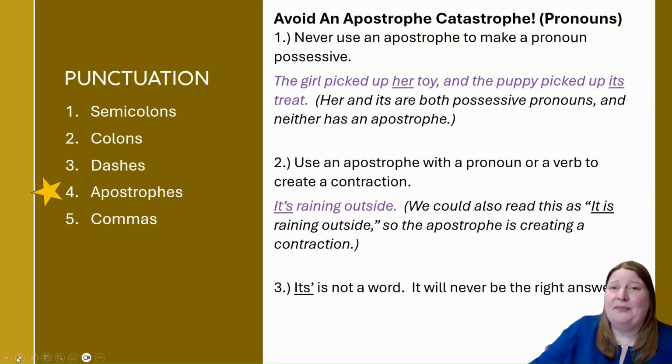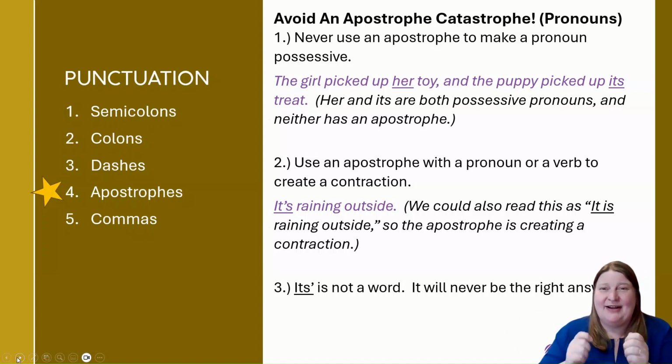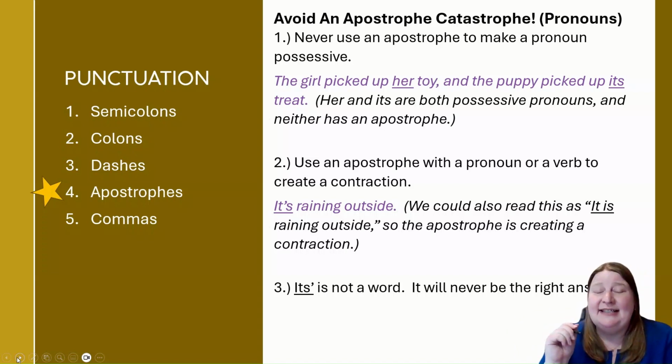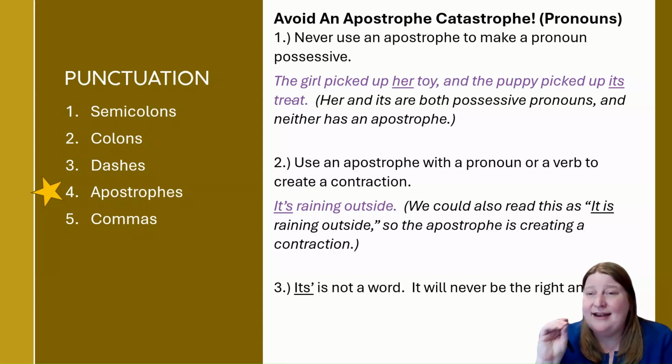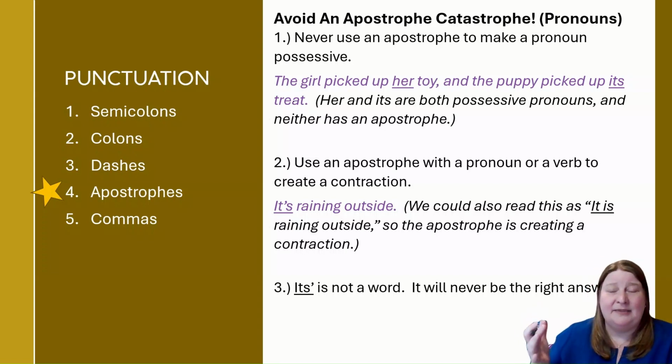All right, now let's talk about the pronouns he, she, it, they, them. Mostly it versus its, right? That's where everyone gets confused. Possessive does not get the apostrophe. So his and hers do not have apostrophes. The girl picked up her toy, no apostrophe there. The puppy picked up its treat, no apostrophe there either. So apostrophes are not for possessive pronouns. If you see its, no apostrophe, that's possessive. The thing it's possessing is the treat. So you're looking at the word that comes afterwards.